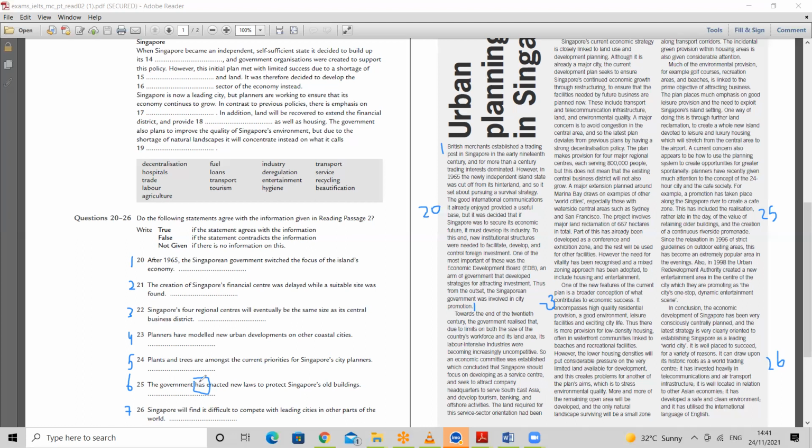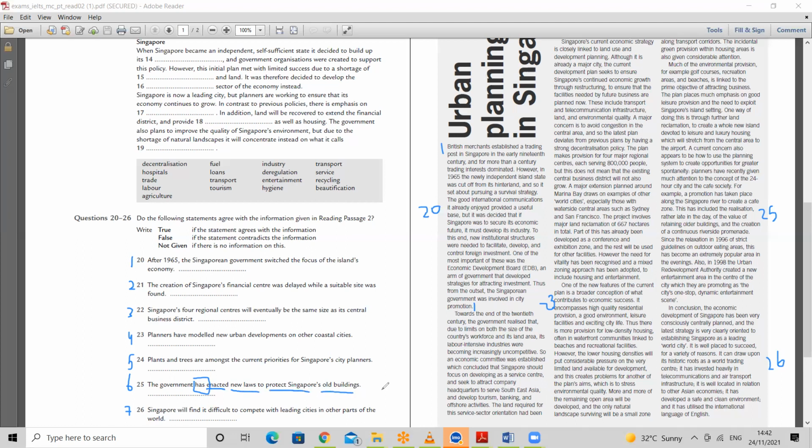But if it is the opposite, the information is there, but it says that no, they want to stick to the old laws, so that should be false. But imagine if it says nothing about making new laws for the protection of Singapore's old buildings, you must decide that the information should be not given. Okay, so the key words in this statement are the new laws enacted and protect Singapore's old buildings.